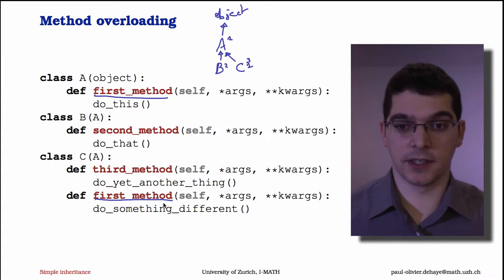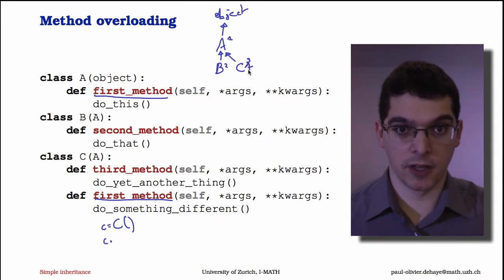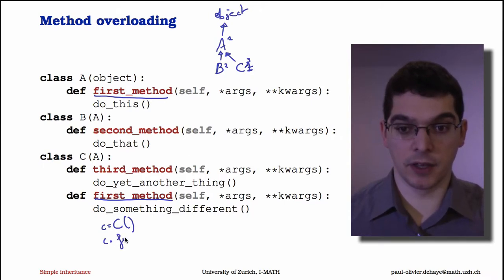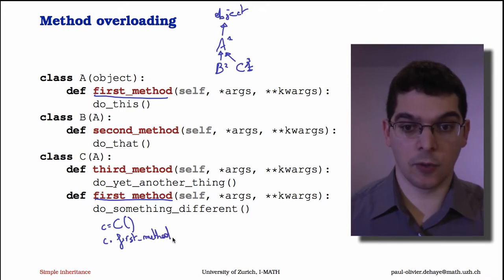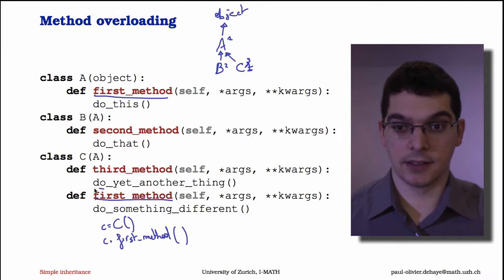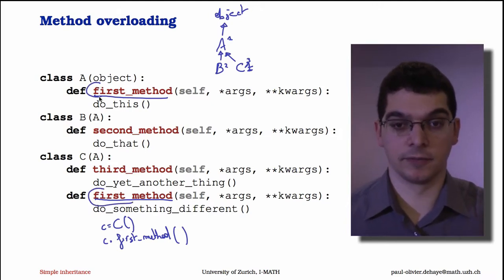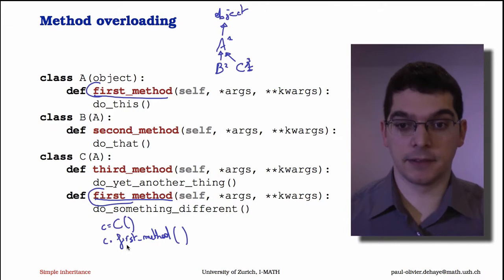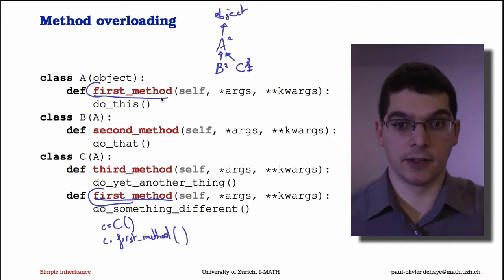The consequence is that whenever we have an instance little c of big C, we can call on it first method, second method, this was a 1, sorry. So we can call on it first method and we can call on it third method. But if we do c.first method, then the one that gets called is this one, not this one. So this method here overloads that method there.